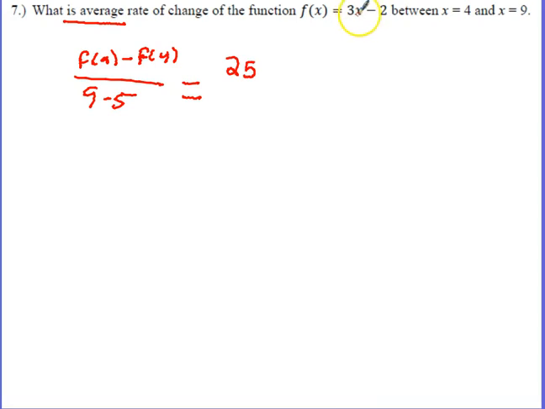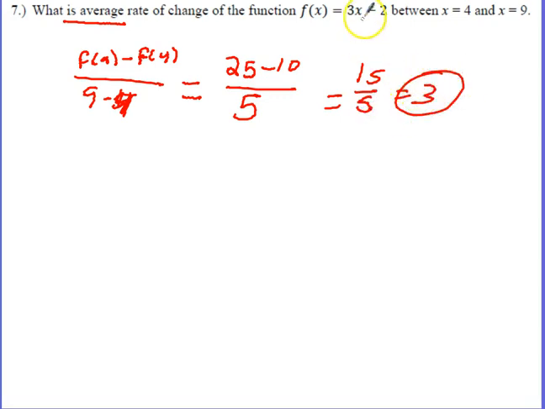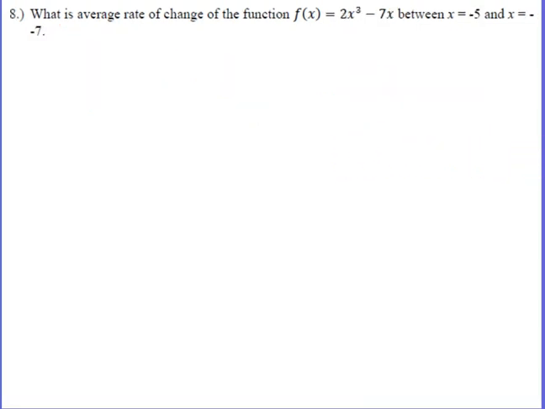Plug in 4, 3 times 4 is 12, minus 2 is 10, over 9 minus 5, I'm sorry, this should be a 4. 9 minus 4, which gives us 5. So we'll have 15 over 5, which is 3. And as we should have guessed from the linear function, the slope and the average rate of change are constant, so they're not going to change. Now we don't have a linear function, but we're still going to do the exact same thing.